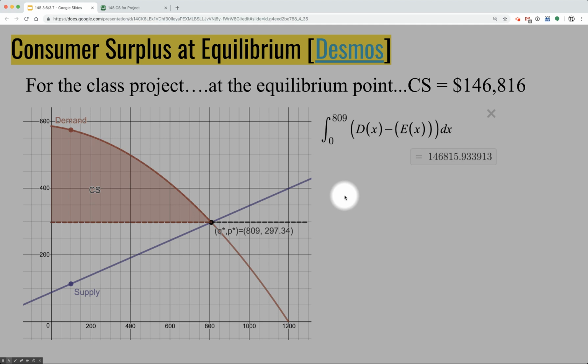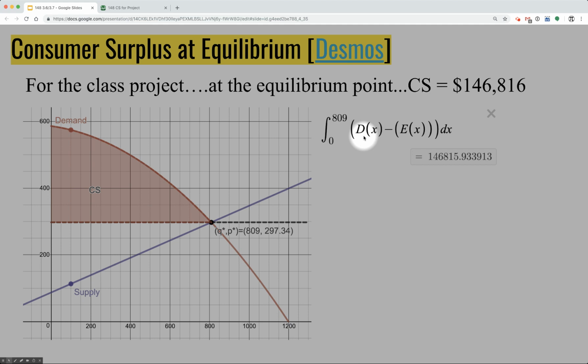The calculation for this comes from looking at the integral from 0 to 809. So we're starting over here at a quantity of 0. We're going up to the equilibrium quantity now, not the quantity that maximizes the profit, 625. Now we're going up to 809, which is the quantity at the equilibrium point. So those are the limits of integration.